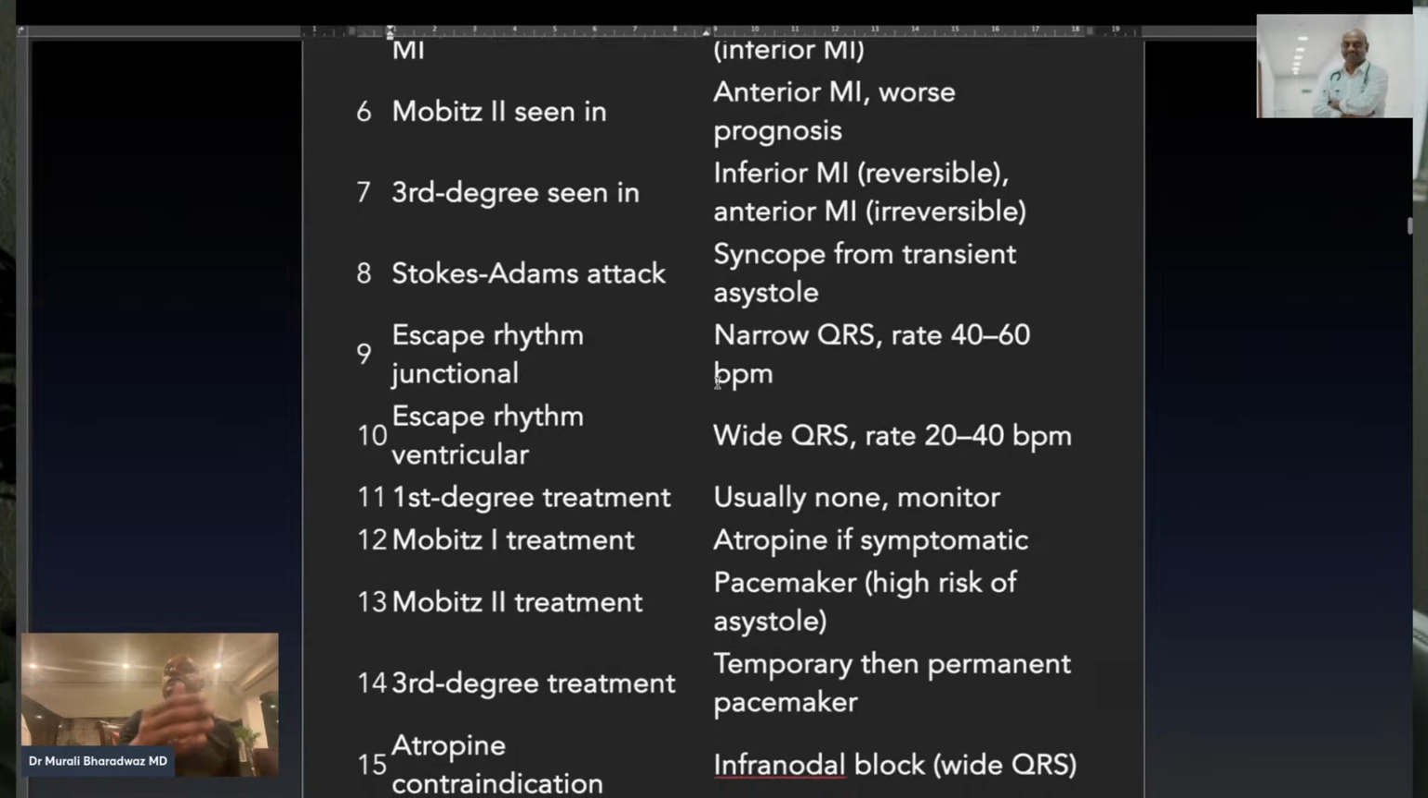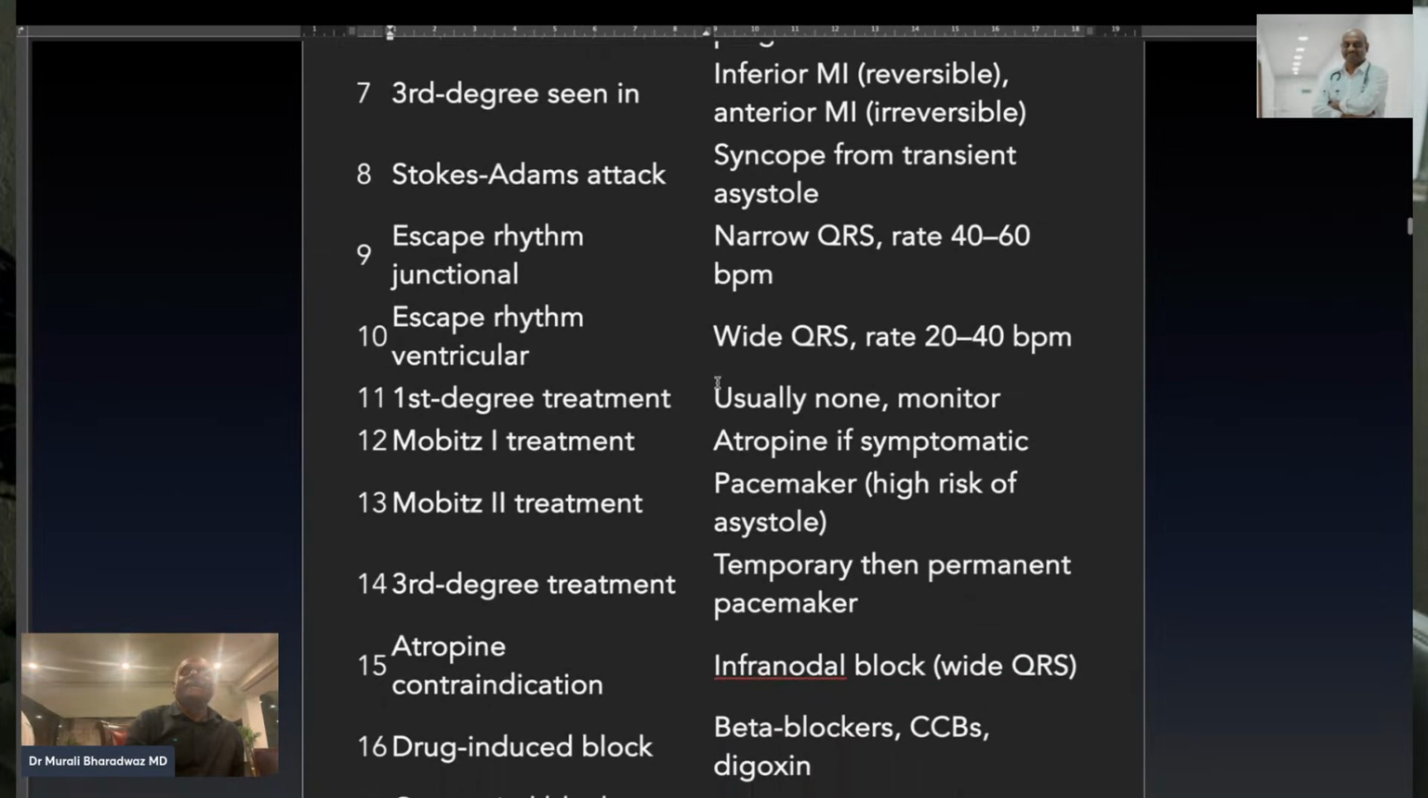So what is the Stokes-Adams attack? Typically when the heart block is there, transiently the heart will go into asystole, it can't pump, and that can lead to syncope.